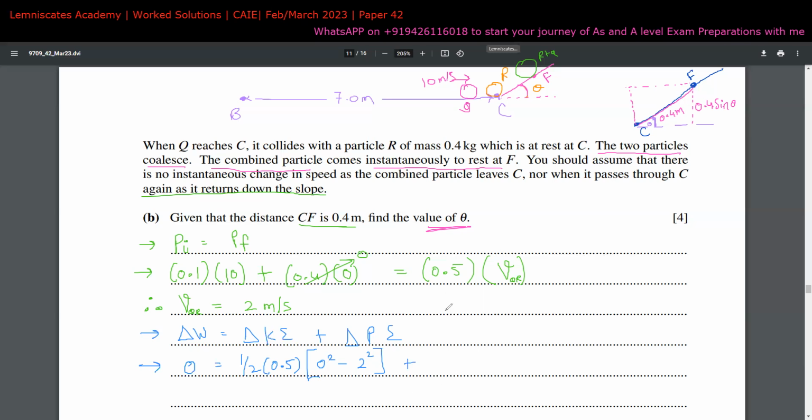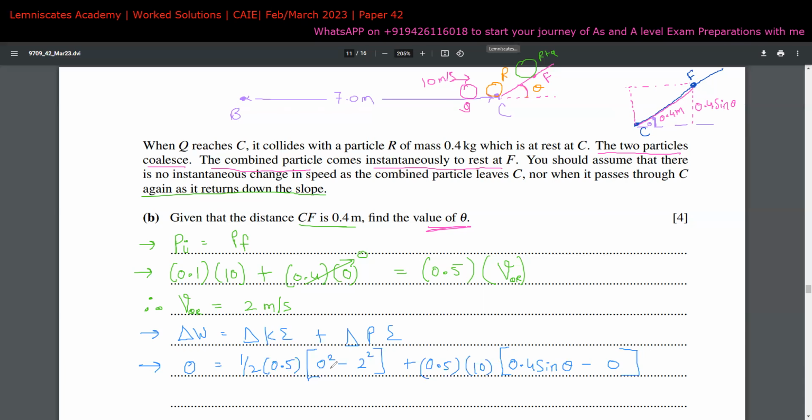Now the change in potential energy: mgh. The combined mass is 0.5. The value of g is 10. What is the final height? Let's say we are trying to find the height till F. So it's 0.4 sine theta. And initially it was at C. We considered this the reference point, ground, so that's the height of 0.